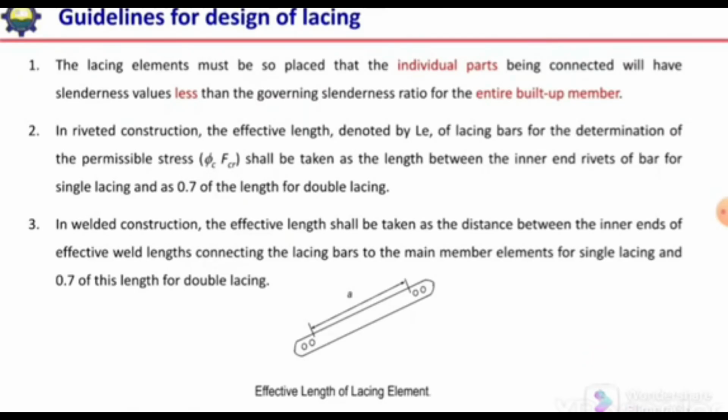The guidelines for the design of lacing. So one by one we will discuss these guidelines. The first one is lacing elements must be so placed that the individual part being connected will have slenderness value less than the governing slenderness ratio of the entire built-up member.